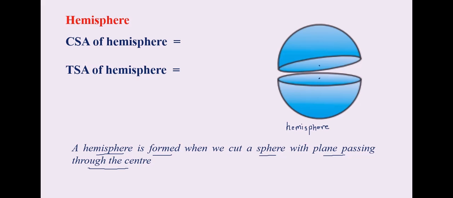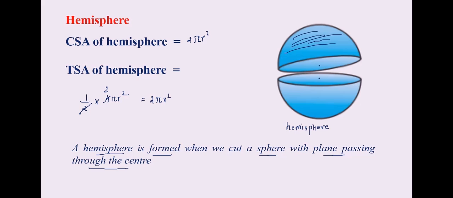Now what is the curved surface of a hemisphere? The curved surface here will be half of the sphere. So half into 4 pi r square of the sphere. So a hemisphere has a curved surface area of 2 pi r square. Let me write here 2 pi r square.